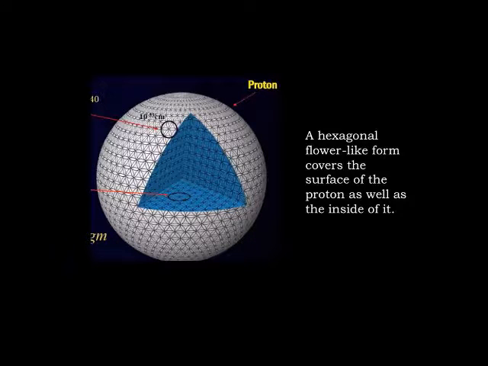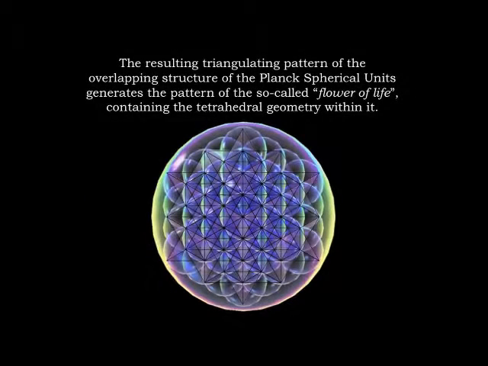This is a larger diagram of the proton as shown in the Resonance Academy course. Nassim tried at first to see whether a square lattice would fit over the spherical proton, but it left gaps at the top and bottom. Then he tried the hexagonal form. Note the hexagonal flower-like forms covering the surface of the proton as well as inside it. And this was one of the most important discoveries that he made. But then he needed to find out what the geometrical forms were that were creating the hexagon. And this brought him to the tetrahedron. The resulting triangulating pattern of the overlapping structure of the Planck spherical units generates the pattern of the flower of life, which is a hexagonal pattern containing the tetrahedron geometry within it.